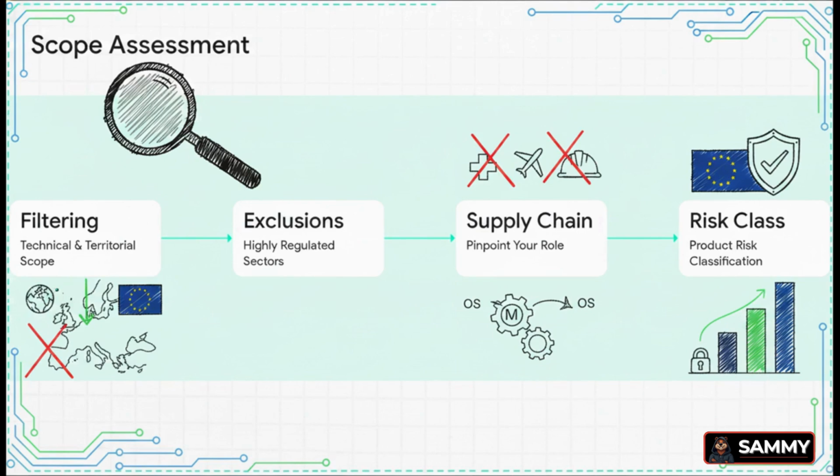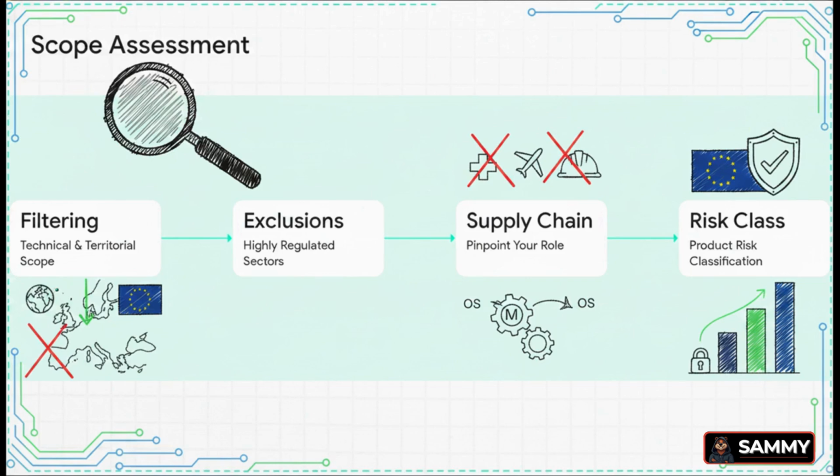First up is technical and territorial filtering. Basically, does your product process data, and is it available in the EU? Second is excluding highly regulated sectors. If you make medical devices or aviation products, for instance, you might already be covered by overlapping laws. Third is pinpointing your supply chain role. Your legal liabilities shift dramatically if you're a manufacturer versus, say, an open source steward.